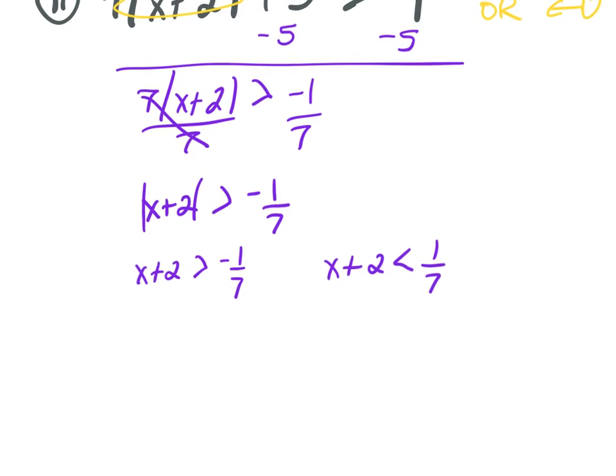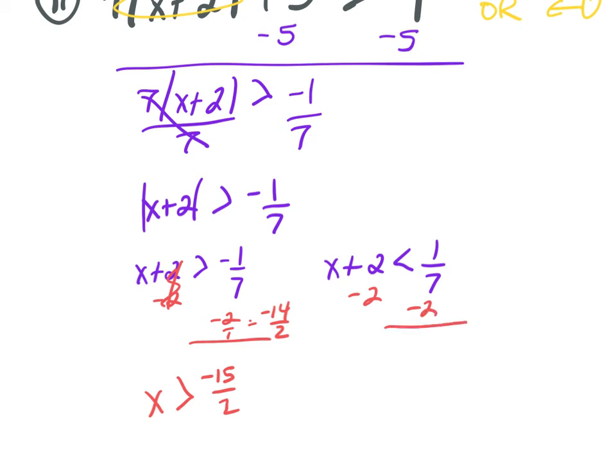If I want to get x all by itself, I'm going to subtract 2. If I subtract the whole number 2, it's 2/1. If I want to change 2/1 to 7ths, would you guys agree with me this would become 14/7? Yes or no? 2/1, same as 14/7? Okay, so negative 1/7 and negative 14/7 is negative 15/7. Same thing here. I'm going to subtract 2 from both sides. When I subtract 2/1, this is the same as minus 14/7. So I get x is less than negative 13/7.